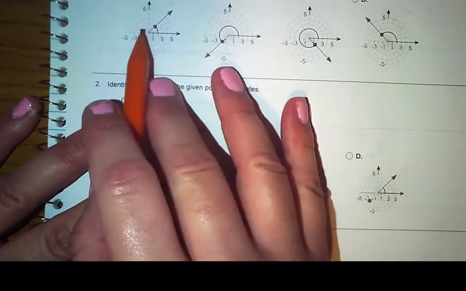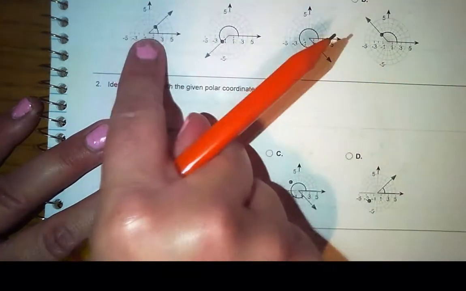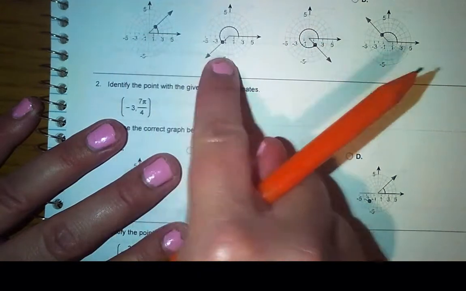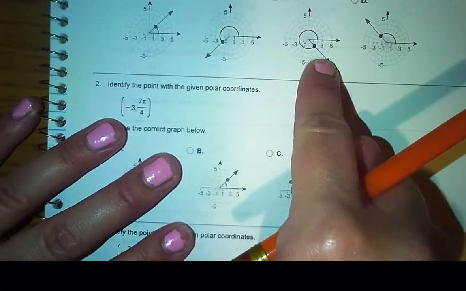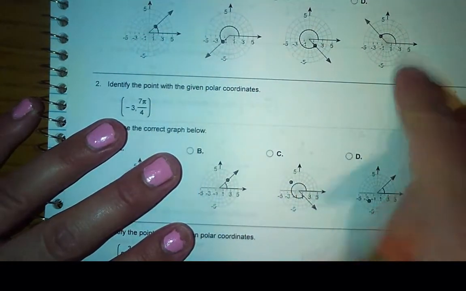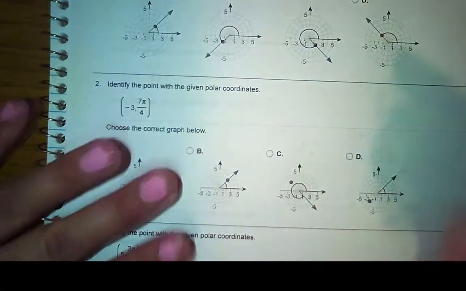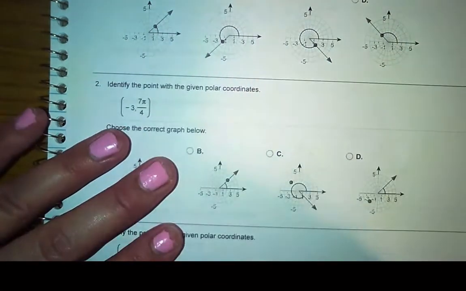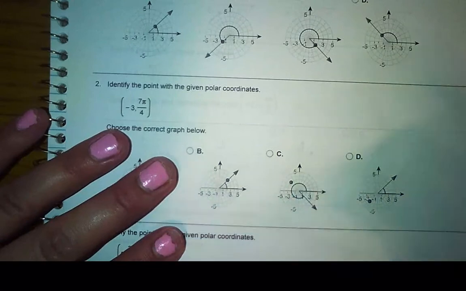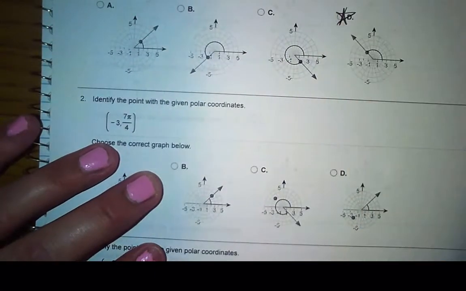If we come over here, you'll notice your options are either quadrant 1, quadrant 3, quadrant 4, or quadrant 2. We're not trying to get you to be exact about this. We're trying to familiarize you with it. And so in this case, your answer is obviously D.